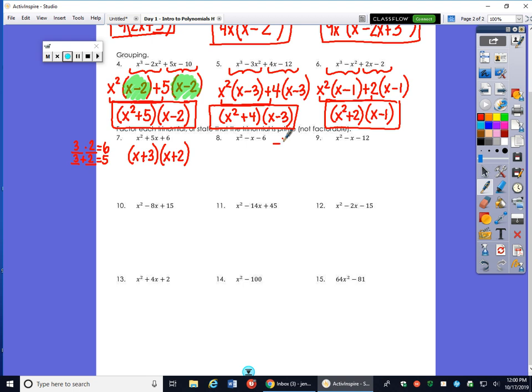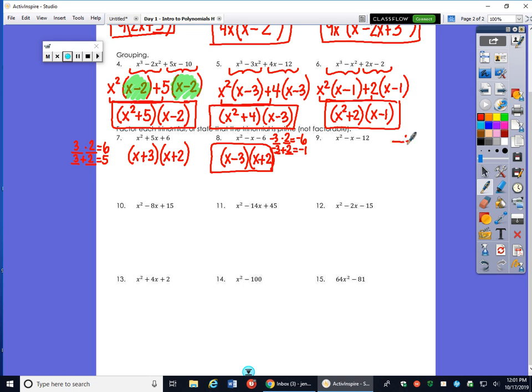So we need two factors of -6 that add up to -1. So again, they're going to be 3 and 2, but one of them is going to have to be positive and one of them is going to have to be negative in order to make what we're looking for. So -3 and +2 gives you -6, and -3 plus 2 gives you -1. So those are those two.